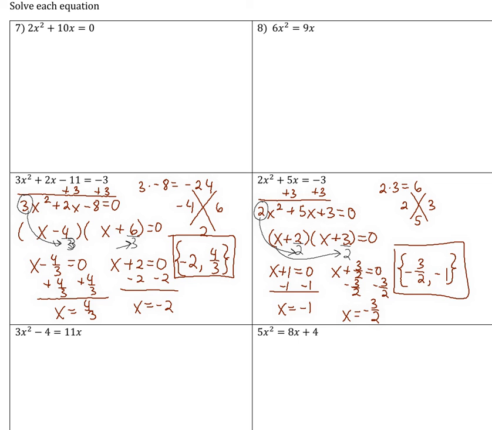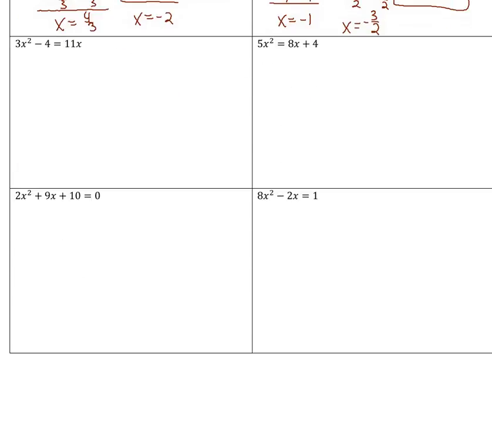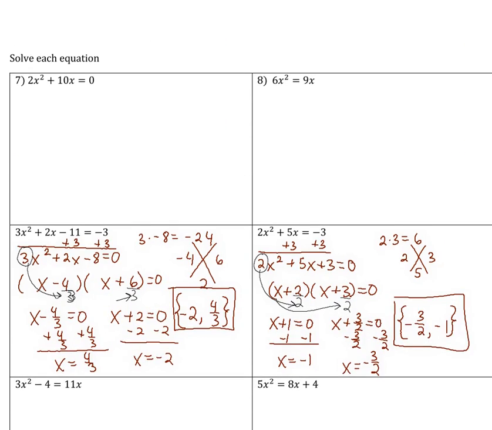Okay, so now go ahead and do the left column, those three other equations on the left column, and we will check our answers.